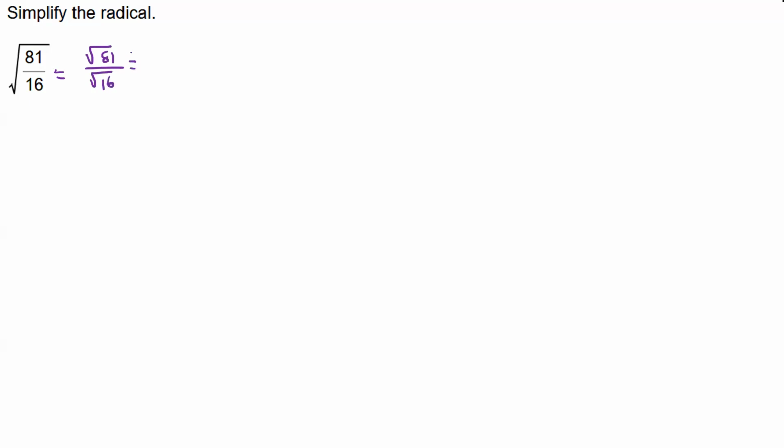Well, we know the square root of 81 is 9, and the square root of 16 is 4. And at that point, we can't reduce anymore, so that would be what we would have as a simplified radical. We started with the square root of that, and we ended up with that as our answer.